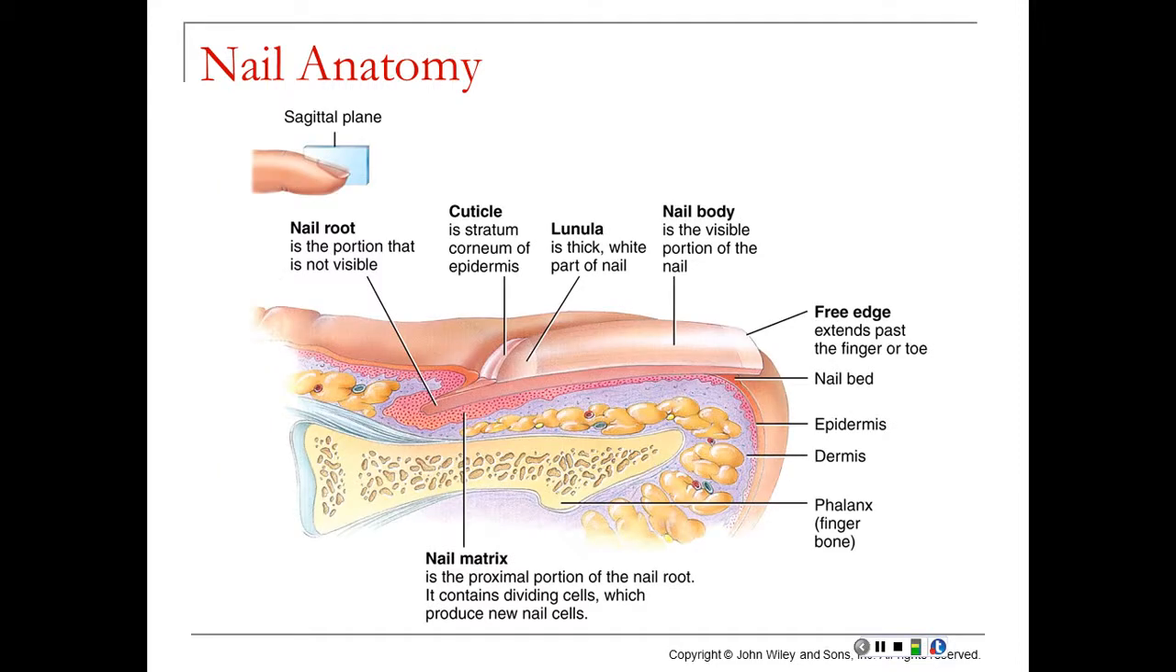Here you can see some of the structures I was talking about. The free edge is extending beyond the nail. It's white because it doesn't have the underlying vascularization that you would have within the nail body. The lunula is very, very thick, so you can't see those blood vessels. There's the cuticle holding the edge of the nail in place. There's also a root of the nail going deep into the dermis layer, and the nail matrix is where the nail will grow from.